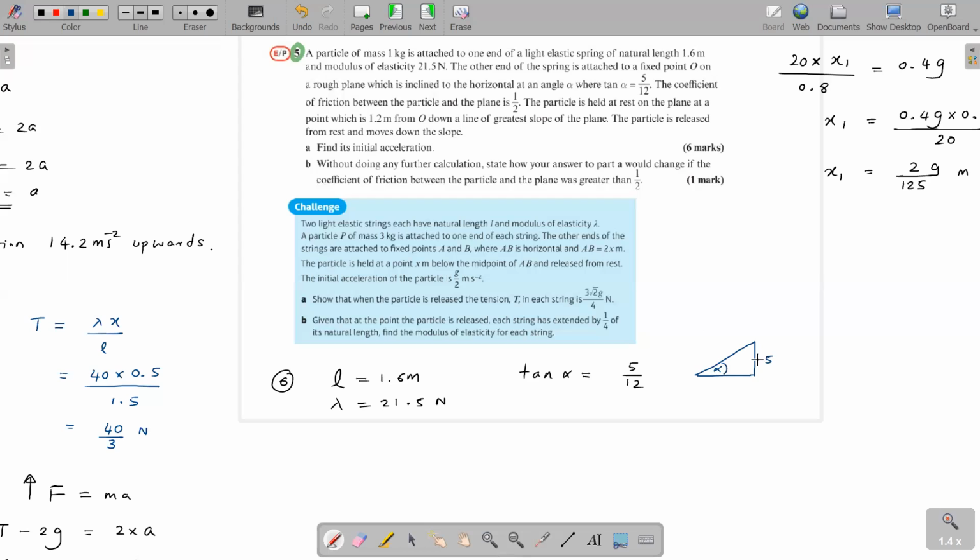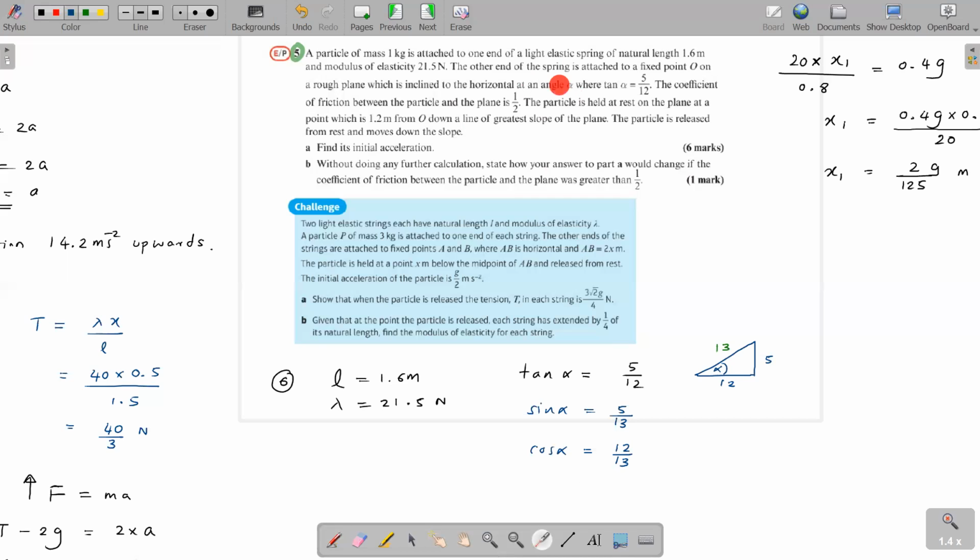Tan alpha is opposite over adjacent, 5 over 12. How much is the hypotenuse according to Pythagoras theorem? 5 squared plus 12 squared, square root, 13. So sin alpha is opposite over hypotenuse, 5 over 13. Cos alpha is 12 over 13. So I have all of that.